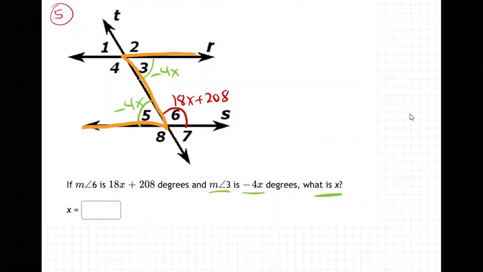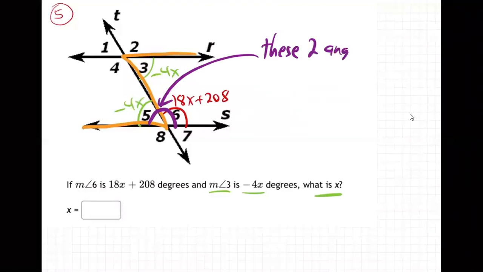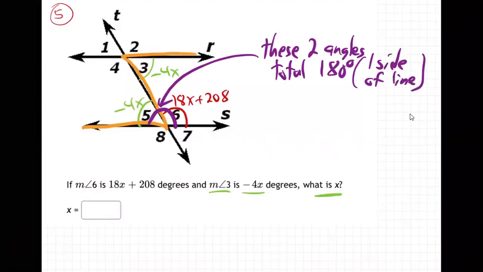Well, now do you see what we can do? Now we know that these two make 180, don't they? Does that make sense? Because they're part of a straight line. Let me draw them again here. Those two are the top of a straight line, so they have to make 180. These two angles total 180 because they make one side of a line. So they have to make 180 degrees.